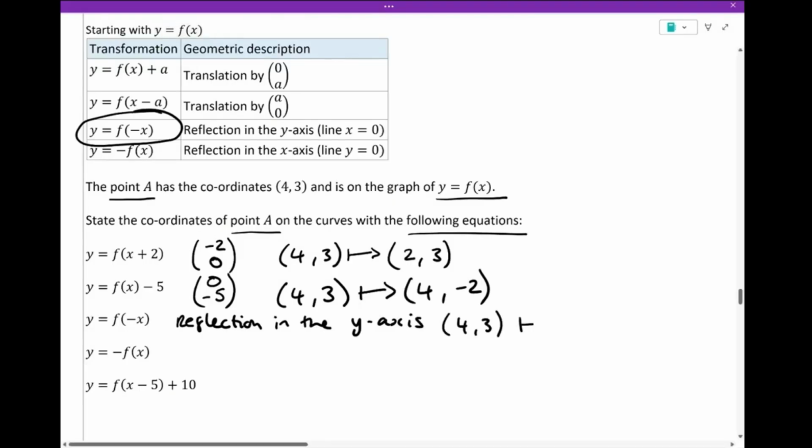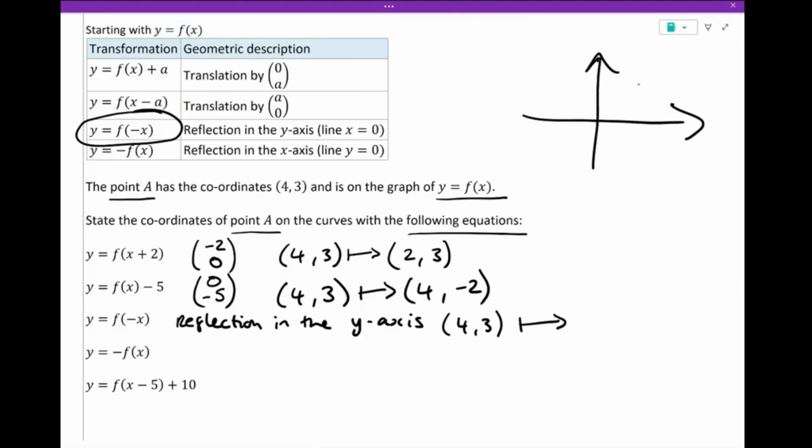Now, if we take the point 4, 3, where does it actually end up? If we consider our axes, if we have any point, let's say this one here, and I was to reflect it in the y-axis, it's going to end up over here. So the point has not moved up or down, it's only moved horizontally. If it's not moving up or down, then the y-coordinate should still be the same. So if it's 3 here, it's going to be 3 there.